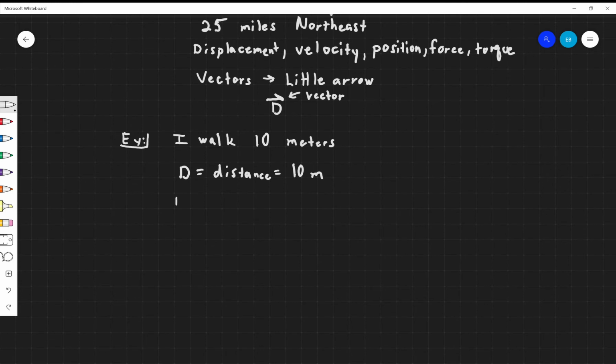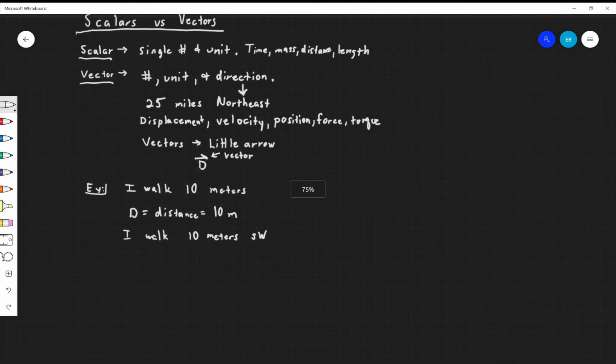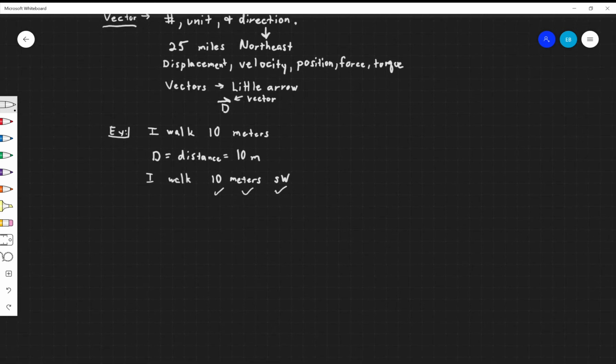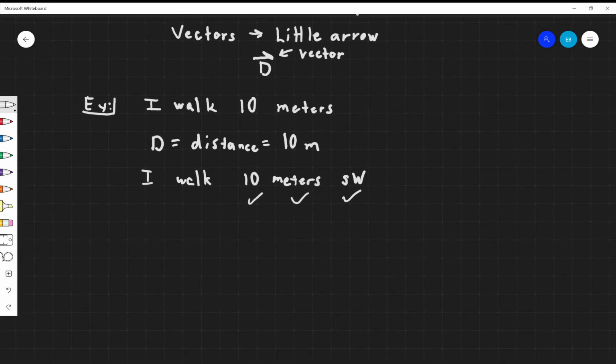Now, let's say I walk 10 meters to the southwest. That would be a number with units. So here we've got our number, we've got our units, and we've got our direction. I would need to write this slightly differently. I have the distance equals 10 meters southwest, and if this is a vector, I want to put a little arrow over that vector sign.